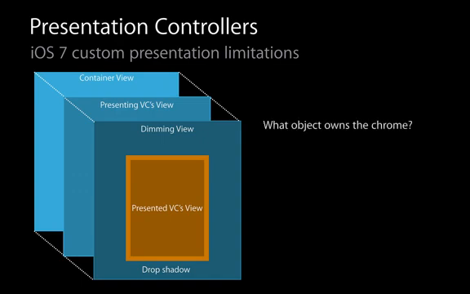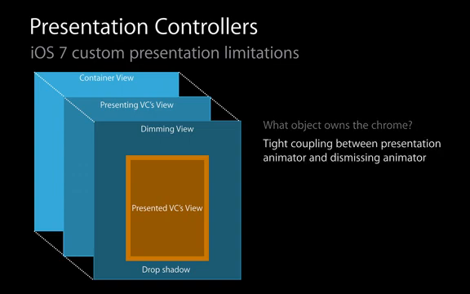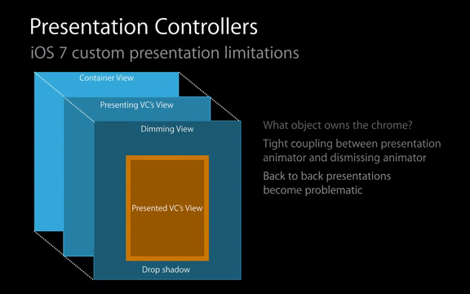Okay. So the first question that comes to mind is, what object owns all these views that are lying around that just got added by that animation controller? Well, there wasn't a good answer for that. And in fact, that ended up causing a tight coupling between the animation controllers that were doing a presentation and the animation controllers that were doing a dismissal. Sometimes that was easy to manage. Sometimes it caused problems. It often caused problems when view controller presentations were being stacked on top of one another.